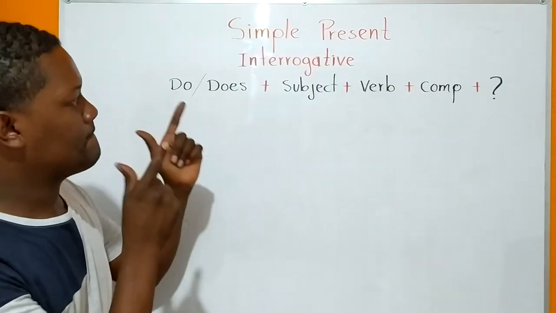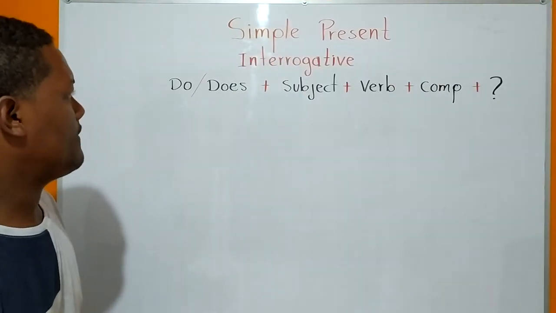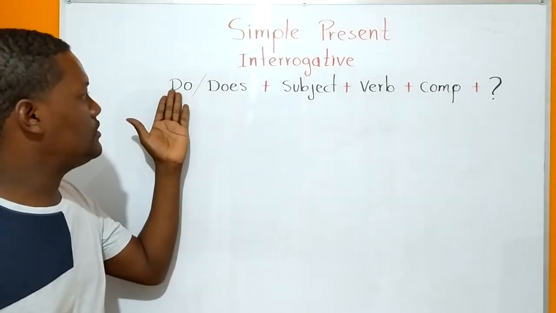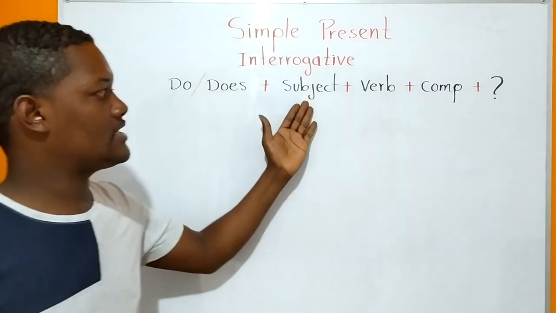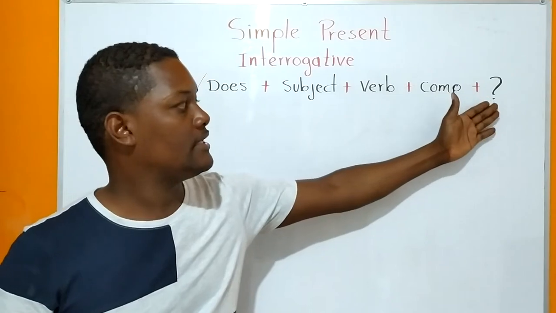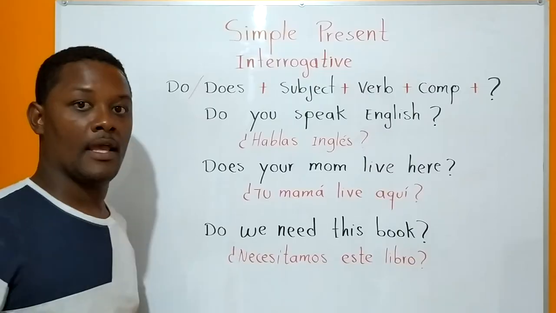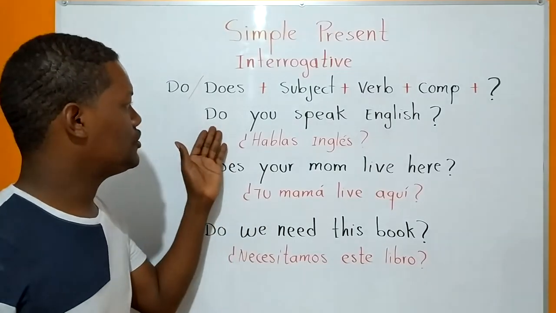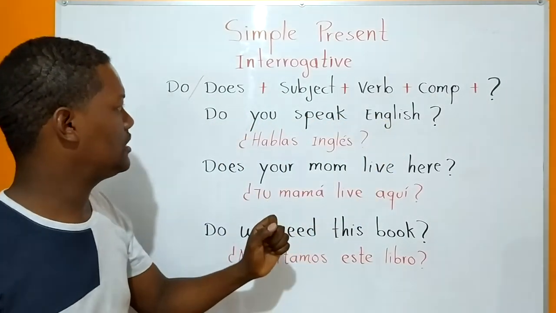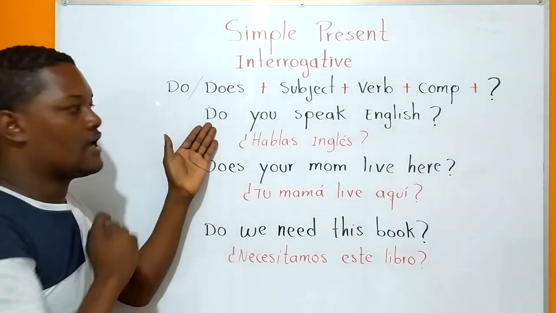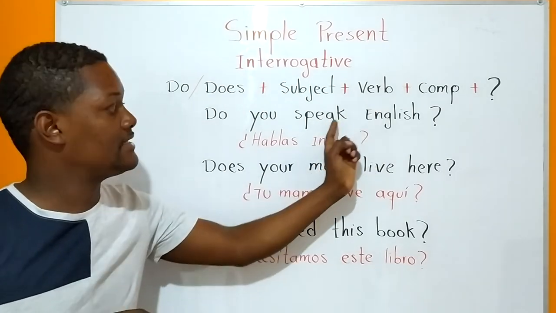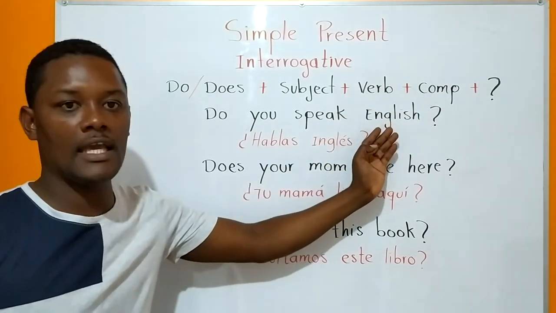Remember that? Then the interrogative way. The interrogative way starts with the auxiliar do or does. Then the subject plus the verb, then the complement, and finally the question mark. In the first sentence we have, do you speak English? Listen, this is the auxiliar, the subject is you, the verb speak, and the complement English.